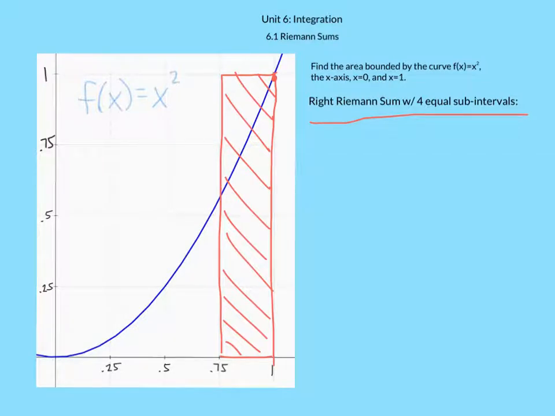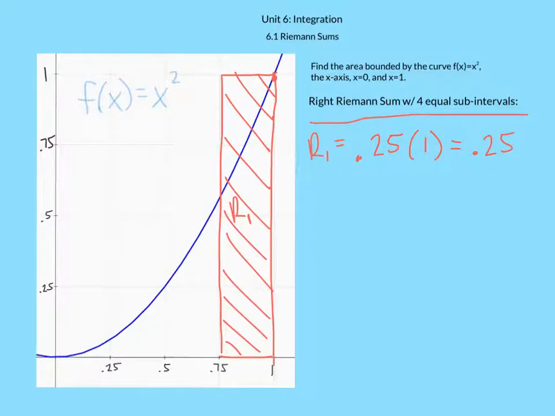So this first rectangle here, I'll call it r sub 1. The area of that rectangle is base length. What's our base length? It's 0.25, times my height. My height is 1. So the area of that first rectangle is 0.25. I'm just using decimals in this problem just for ease, but you could totally use fractions if you want. It doesn't really matter.